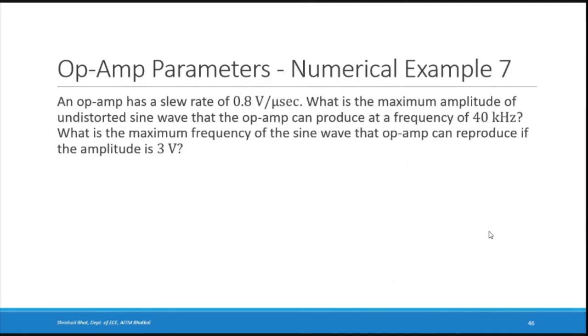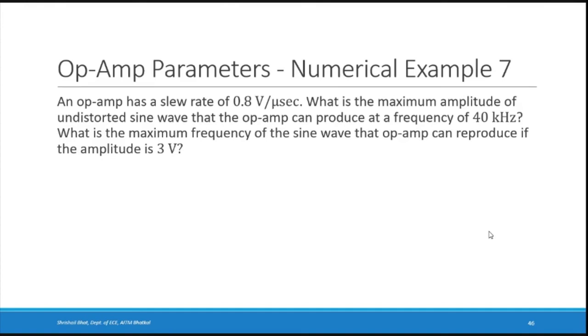Next, we will take another example that is also on slew rate. Here it is given that an op-amp has a slew rate of 0.8 volts per microsecond. You are asked what is the maximum amplitude of an undistorted sine wave that the op-amp can produce at a frequency of 40 kilohertz. You have been given the slew rate and the frequency, 40 kilohertz, and you are asked the maximum amplitude. So you need some relation between the frequency, amplitude, and slew rate, which we have not seen till now. Maybe we have to derive that.